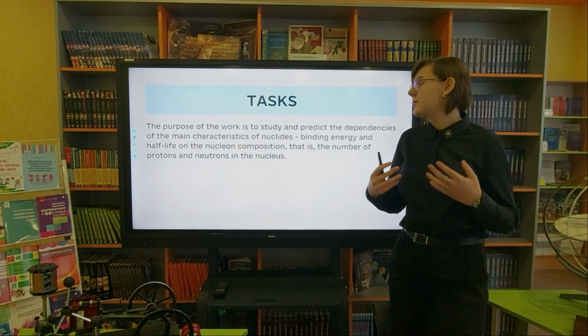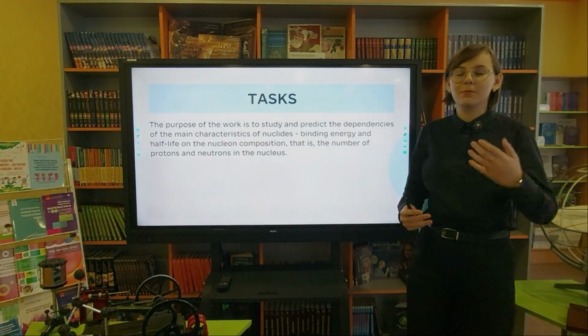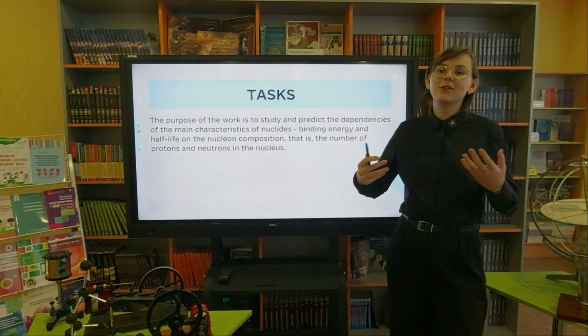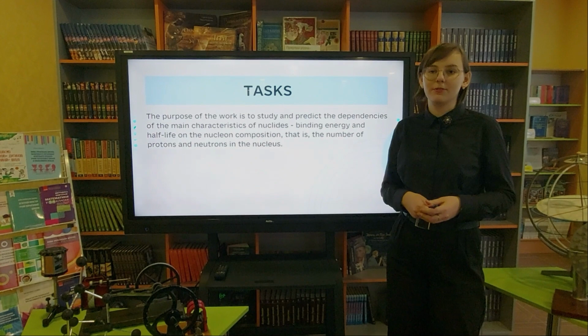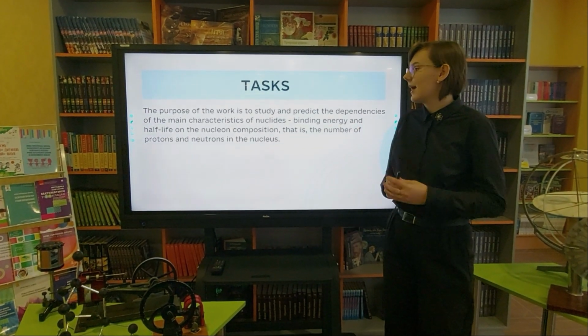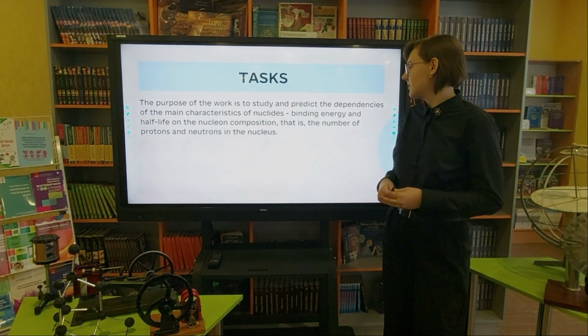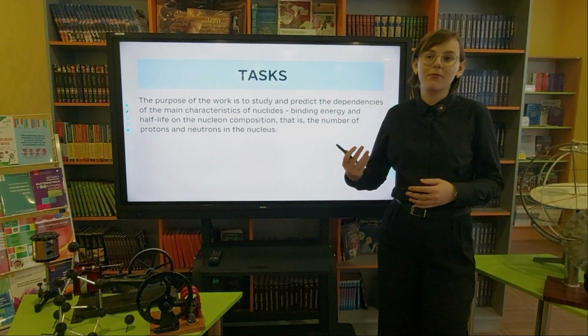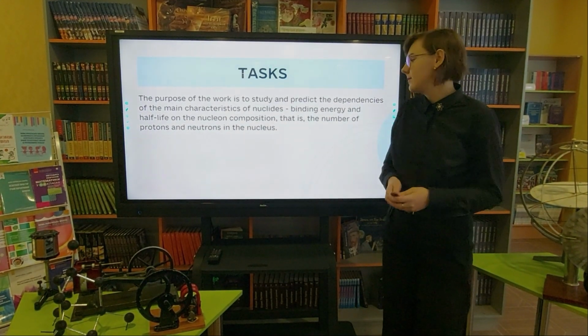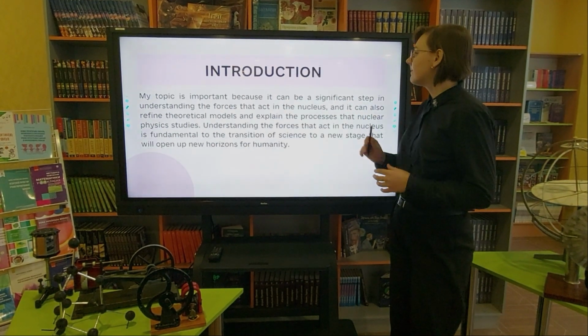The purpose of the work is to study and to predict the dependencies of the main characteristics of nuclides, being energy and half-life time, on the nucleon composition, that is the number of neutrons and protons in the nucleus.